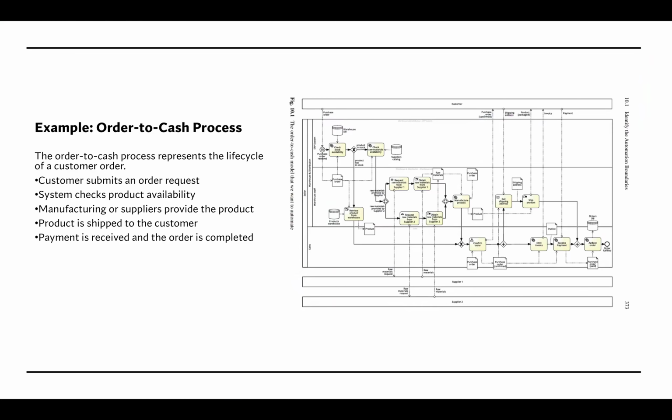For example, the order-to-cash process. This process represents the full life cycle of a customer order. First, the customer submits an order request, then the system checks whether the product is available. If the product is available, manufacturing or suppliers provide the product. Next, the product is shipped to the customer. Finally, the company receives payment and the order is completed. This example shows how different tasks work together in the business process.